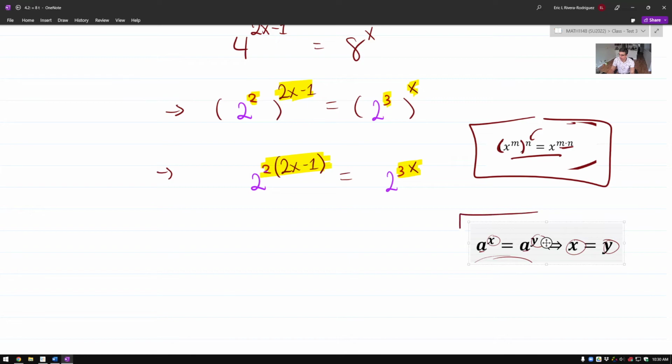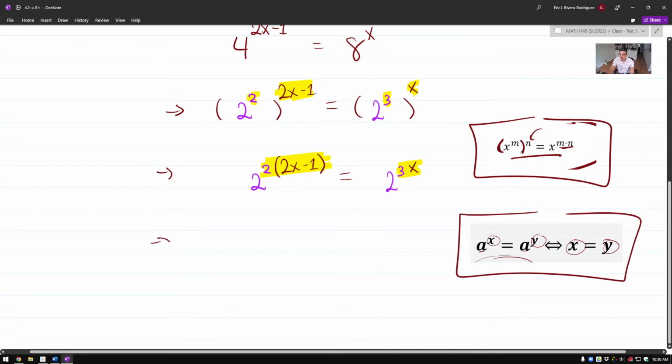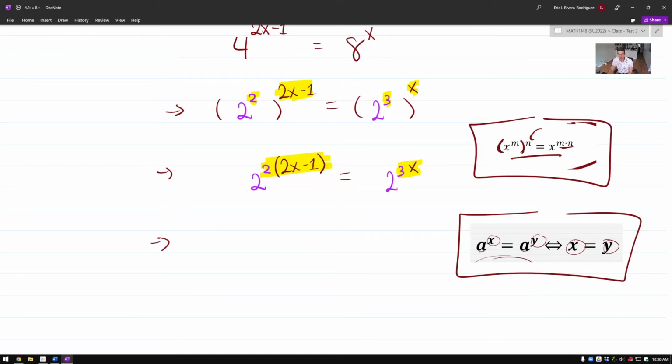So we have the same base, and that means that then my exponent needs to be the same. So 2x minus 1 equals the other exponent, 3x. So basically what we did is to cancel the bases. Yes, and we canceled the bases.